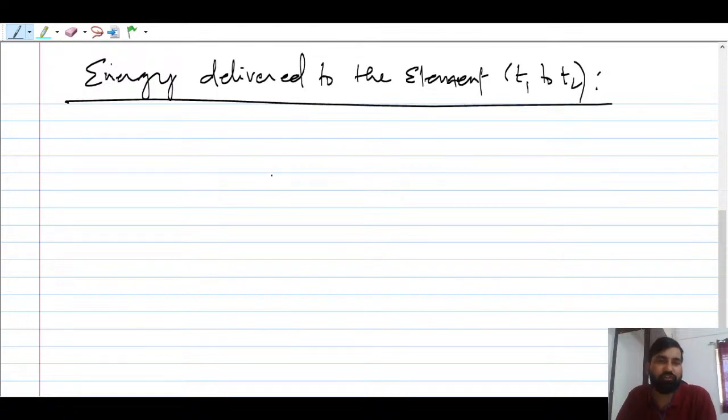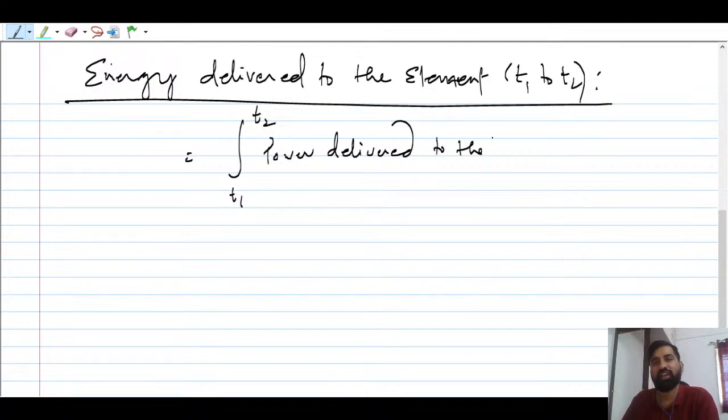So what should be your strategy? The very first thing is you can find out the power, then you can find the energy delivered to the element. How can you find the energy delivered to the element? They will ask for the energy delivered to the element in this interval T1 to T2, right? So it will be nothing but the area under this power delivered to the element, and that element can be anything, and dt.